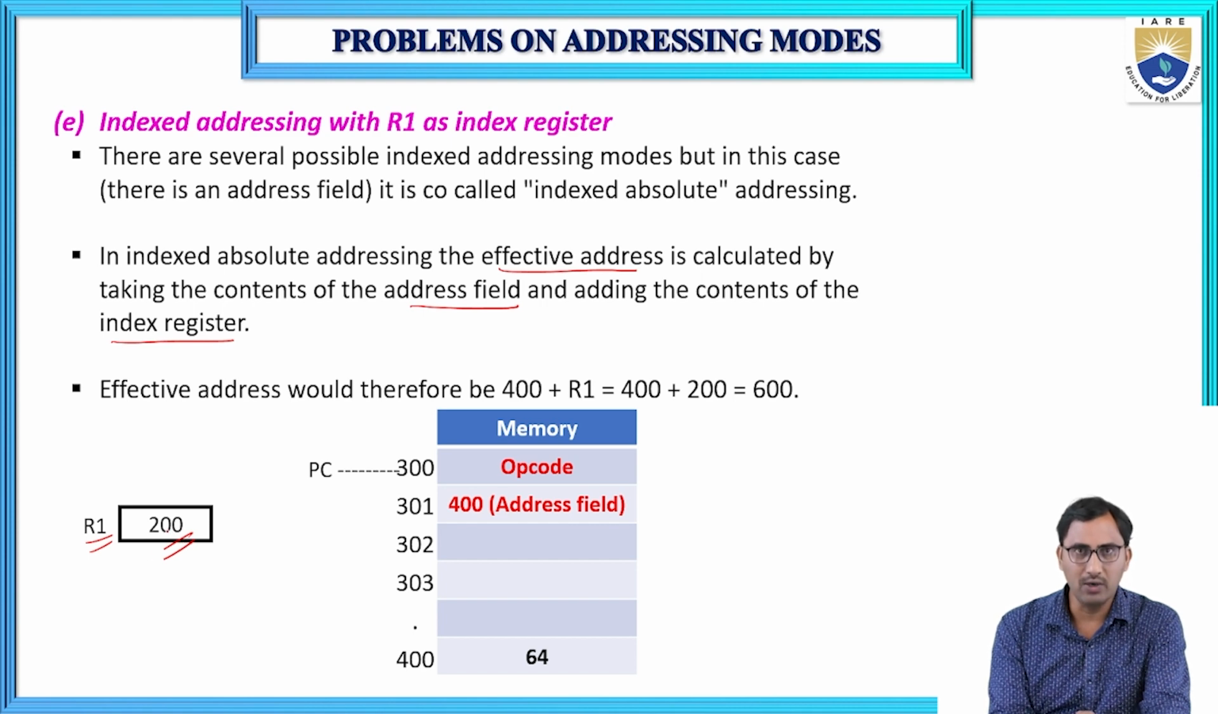So this index value is added with the address field. In the address field, 400 is there. So 200 plus 400 is 600. So 600 would be the effective address for accessing the operand.